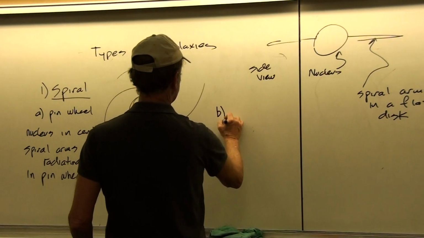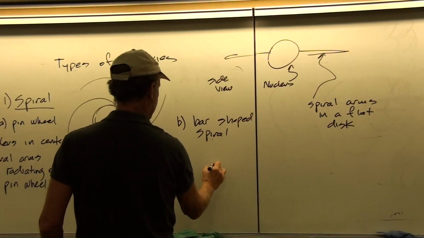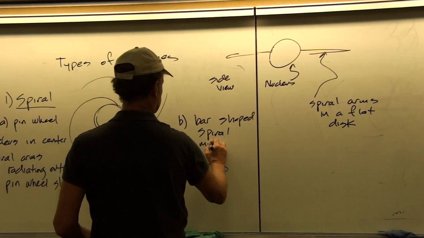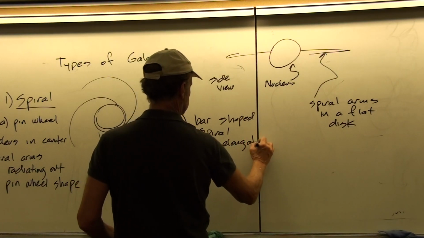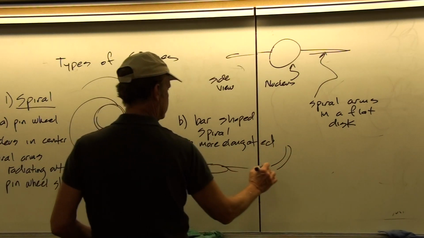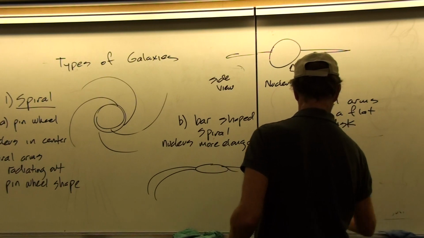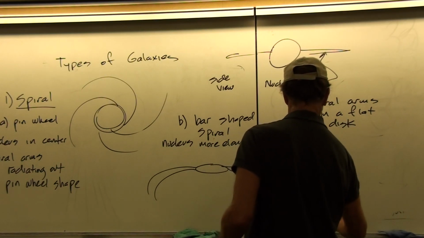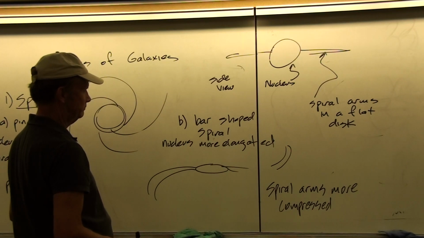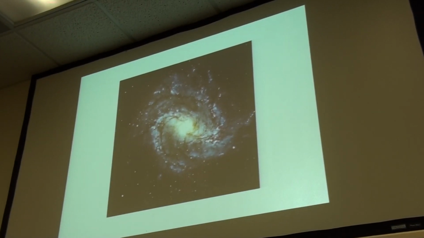Then we also have the bar-shaped spiral. In the bar-shaped spiral, oftentimes the nucleus may be more elongated, and the spiral arms are more compressed together into just a couple of these spiral arms rather than many of them.